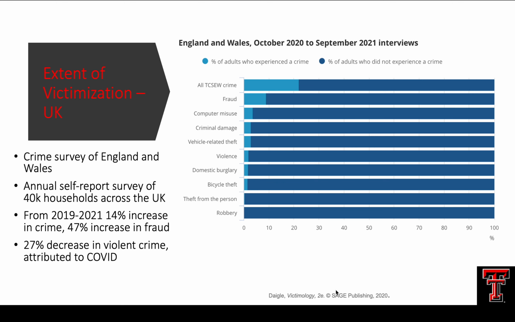There was a 27% decrease in violent crime attributed to COVID. Again, we don't really know if that is all violent crimes or just the reporting of violent crimes. About 20% of respondents experienced victimization. So England and Wales tends to have a little bit lower crime rates than the United States as a whole.